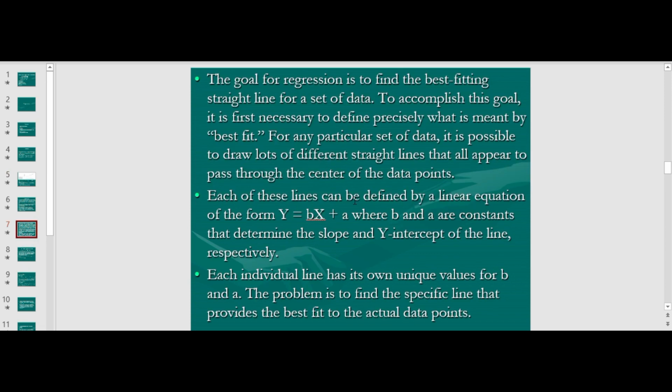Each of these lines can be defined by a linear equation of the form y is equal to bx plus a, where b and a are constants that determine the slope and y-intercept of the line respectively. Each individual line has its own unique values for b and a. The problem is to find the specific line that provides the best fit to the actual data points.